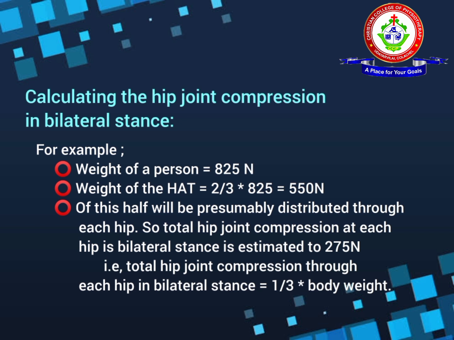Calculating the joint compression in bilateral stance. For example, assume that the weight of the person is 825 Newton, so that the weight of the head must be 2/3 into 825, that is 550 Newton. Of this, half will be distributed through each hip. So, total hip joint compression at each hip in bilateral stance is estimated to be 275 Newton. That is, total hip joint compression through each hip in bilateral stance is equal to 1/3 into body weight.